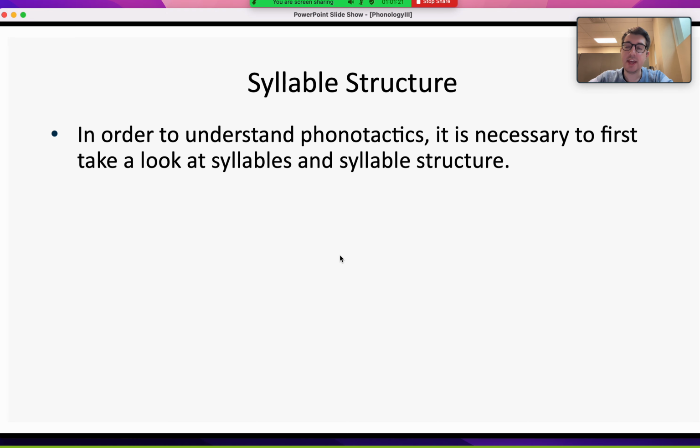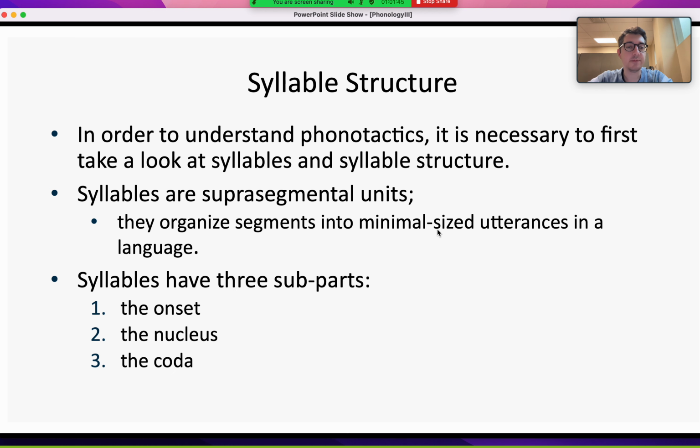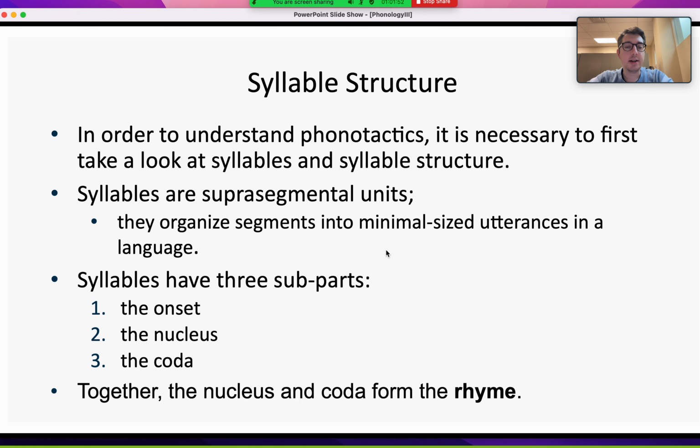So in order to understand the phonotactics, or the system that guides the potential segment combinations, it is necessary to first take a look at syllables and syllable structures. Syllables are suprasegmental units. They are also above segments, and they organize segments into minimal-sized utterances in language. Syllables have three subparts, which we will cover today: the onset, the nucleus, and the coda. Together, the nucleus and coda form the rhyme.